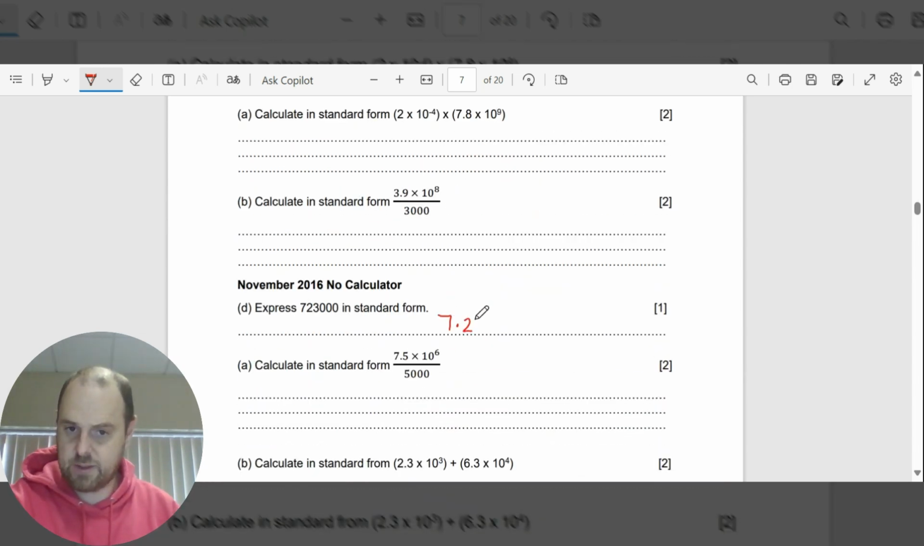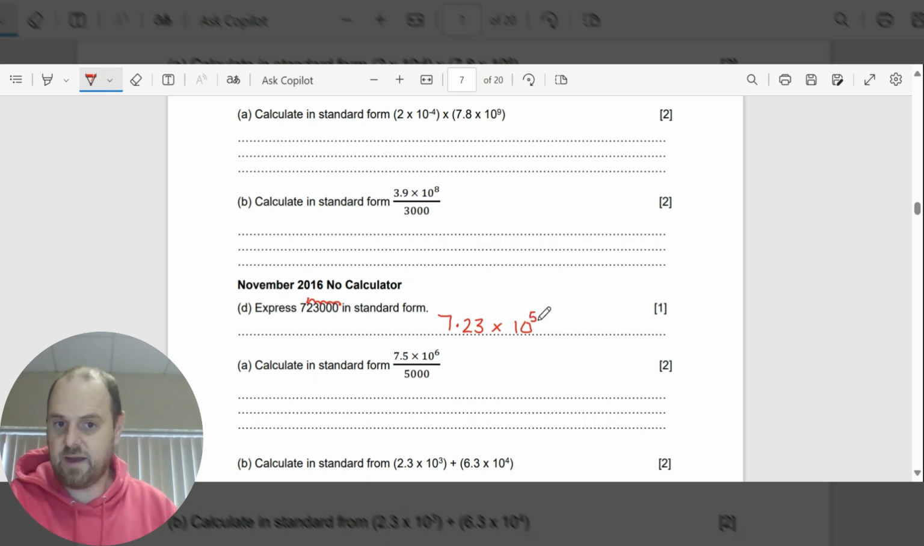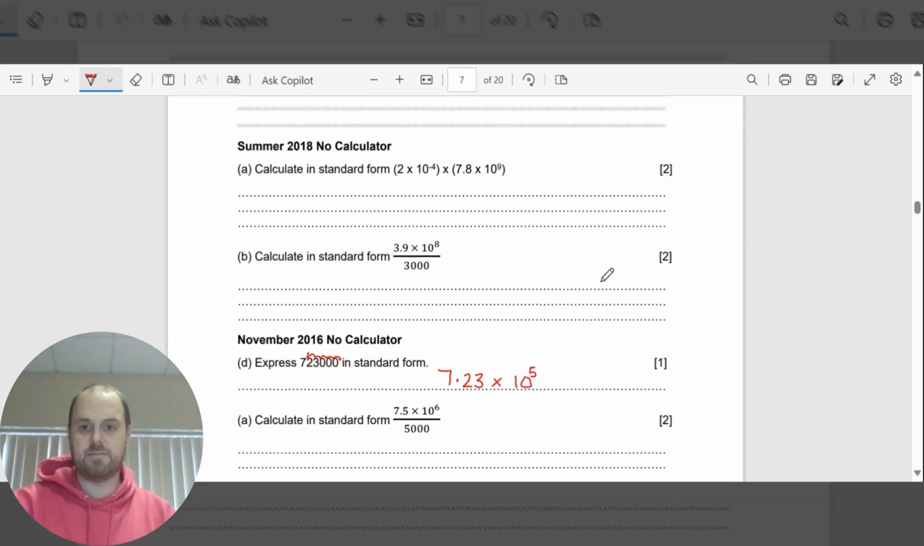Compared to this, where we're jumping up the number. So it'll be 7.23. But to get there, we put our pen at the end and we jump up 1, 2, 3, 4, 5 places. And remember that it's in standard form, that's times 10 to the power 5. So we can all get that. Then we might be asked to do some calculations.